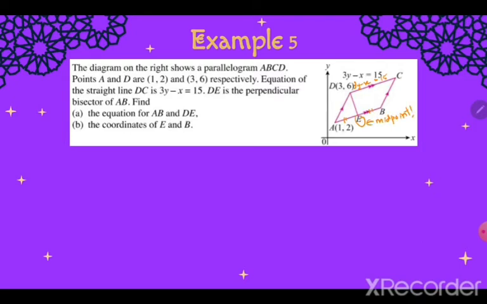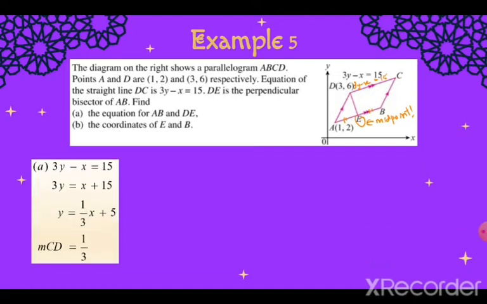E is a midpoint. Then find (a) the equation for AB and DE, and (b) the coordinates of E and B. Okay, let's dig in. The first question asks us to find the equation of AB.